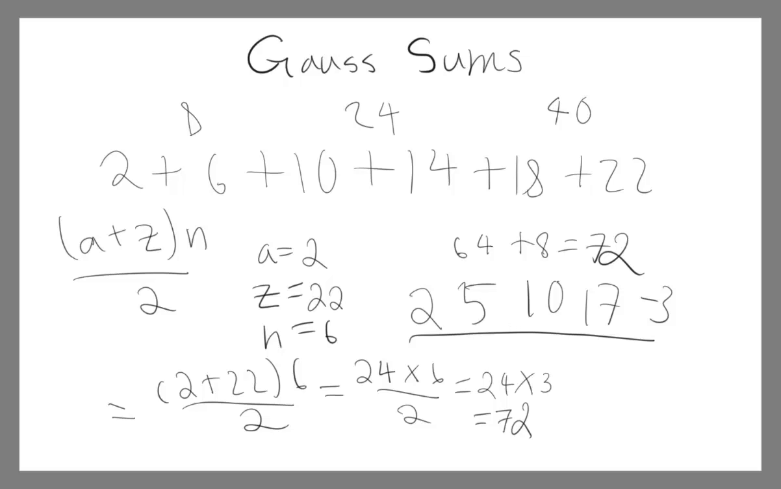So that was Gauss's sums. It's basically an efficient, precise and quick way to add up an arithmetic sequence with a common difference.